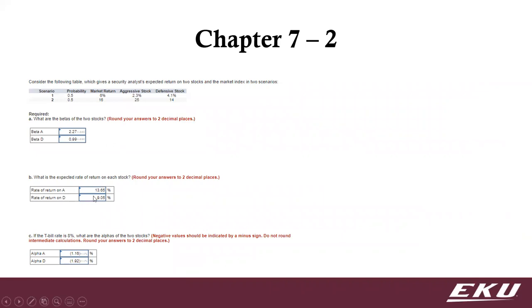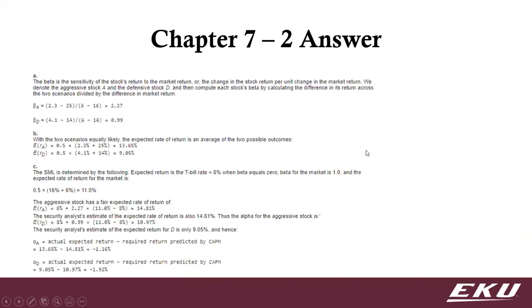Okay, so here's problem 2. There's 3 different questions that it's asking about this: calculating a beta, the rate of return, and then what the alpha would be. And here's how we calculate those. And if you notice, the alpha ends up being negative in those 2 cases. With the numbers they gave me, that just means that it's underperforming whenever you see a negative alpha.